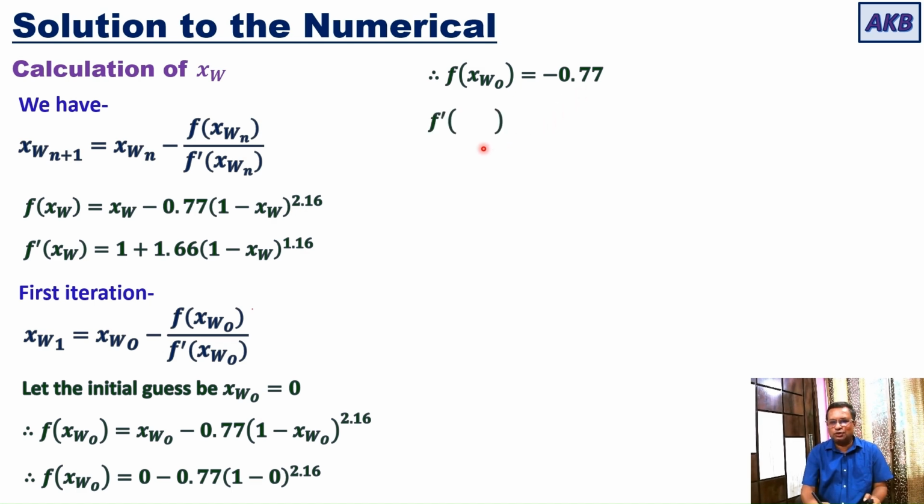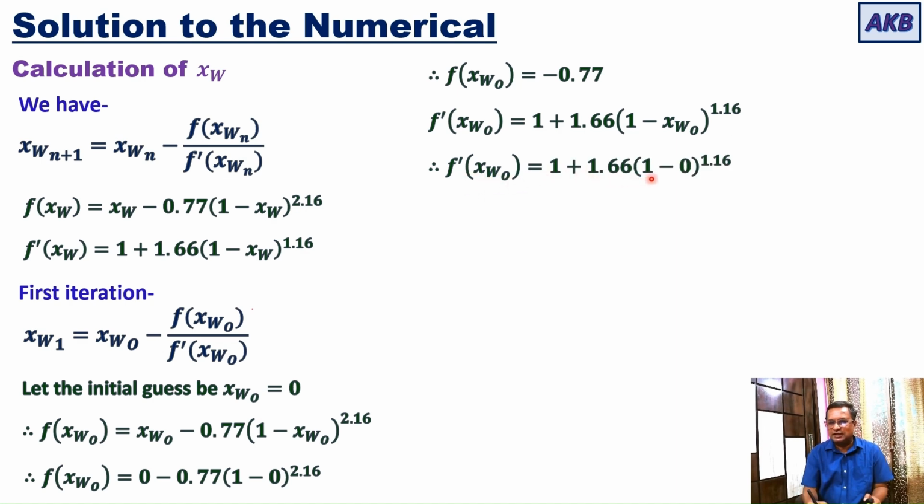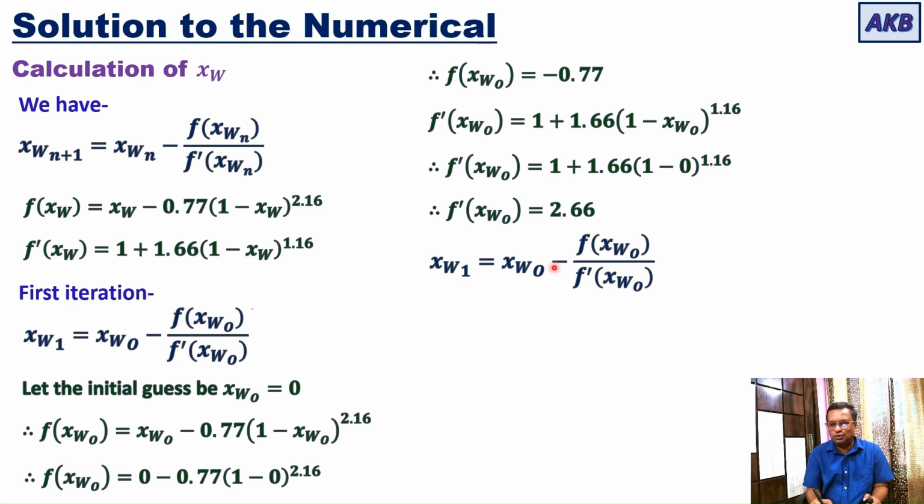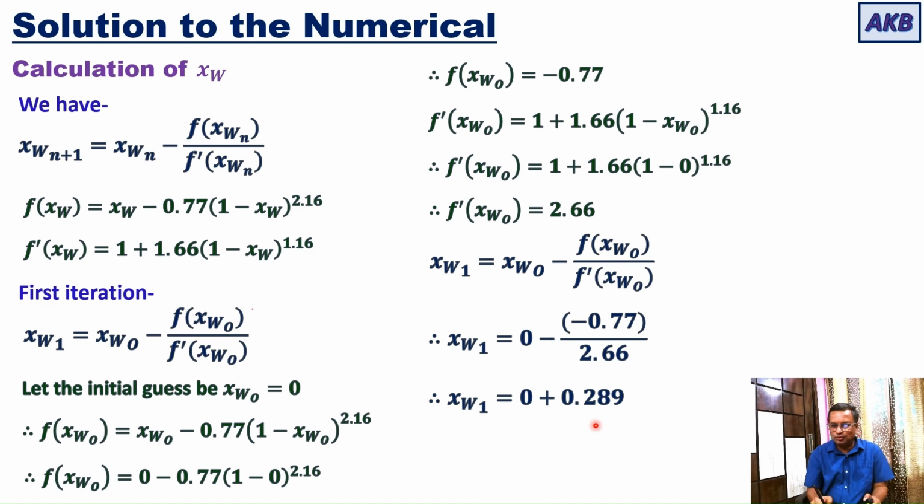Then I will also have to calculate f dash of xw0. So it will be 1 plus 1.66 into (1 - xw0) raised to 1.16. That is f dash of xw0 is equal to 1 plus 1.66 into (1 - 0) raised to 1.16, that is f dash of xw0 is 2.66. Now I can use the Newton-Raphson formula to get xw1. So xw1 will be xw0 minus f of xw0 divided by f dash of xw0. That is xw1 is equal to 0 minus (-0.77) divided by 2.66. That gives me xw1 as 0 plus 0.289, that is xw1 is 0.29.